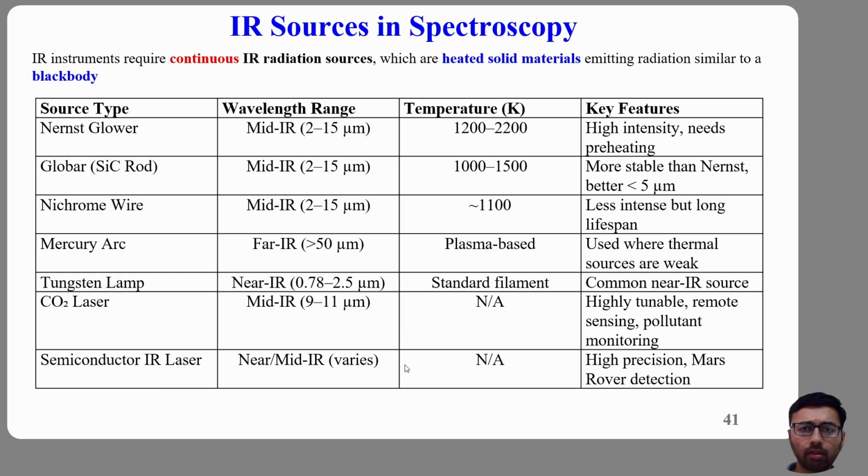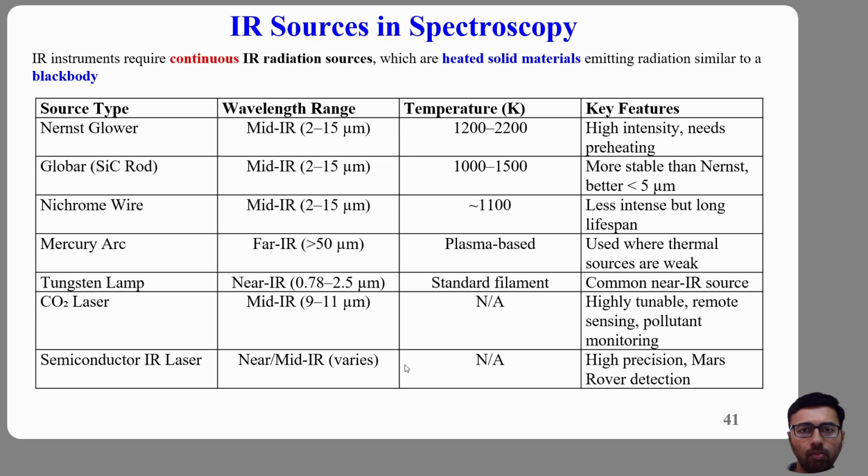Another simpler source uses nichrome wire. This is essentially a heated metal filament. Nichrome sources are inexpensive, long lasting, and easy to operate. However, their infrared intensity is lower than Nernst or Globar sources.